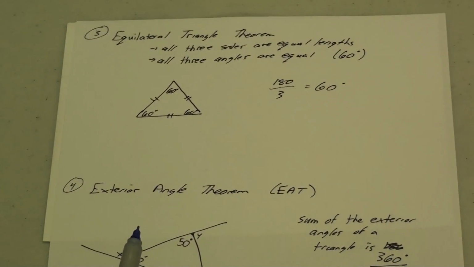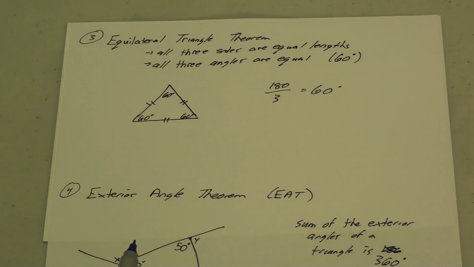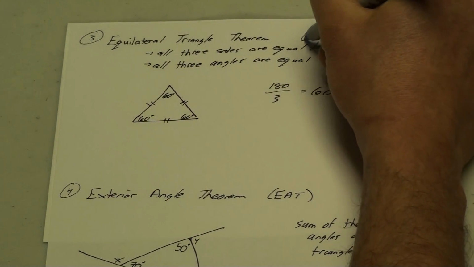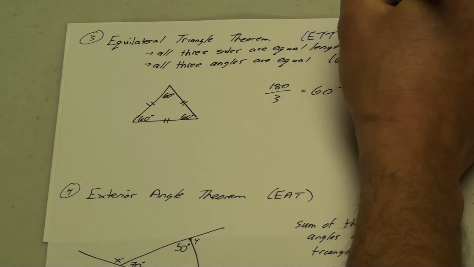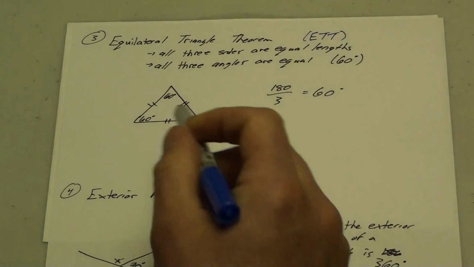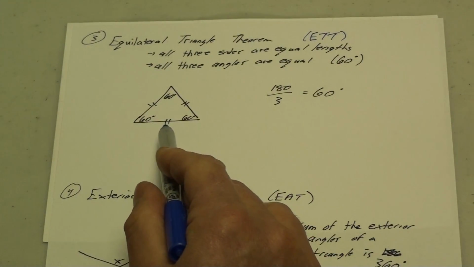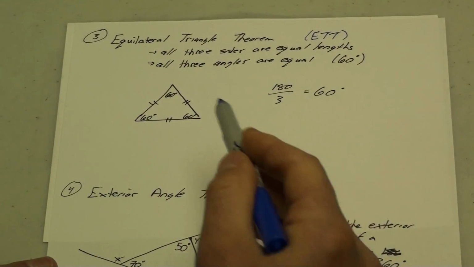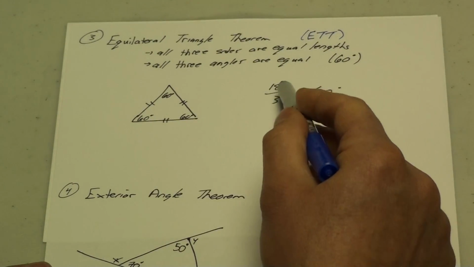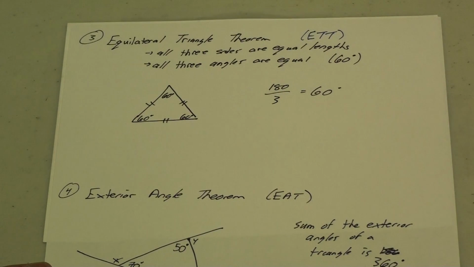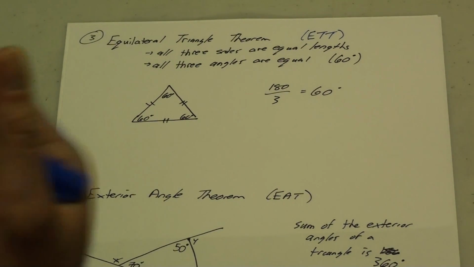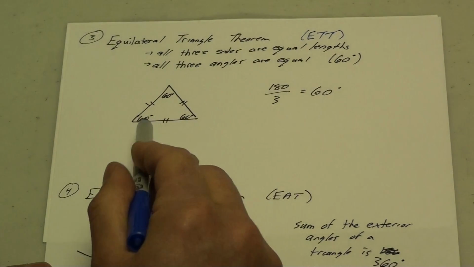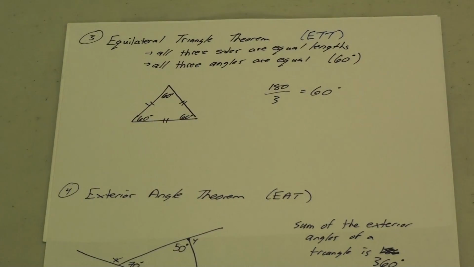The third triangle theorem is Equilateral Triangle Theorem. It can be called by the acronym ETT, Equilateral Triangle Theorem. Equilateral triangles, all sides are equal. And if all sides are equal, so are all angles. And if all angles are equal, they all have to be 60 degrees. 180 divided by 3 is 60 degrees. So if you have an equilateral triangle, you know that all the angles are going to be 60 degrees.